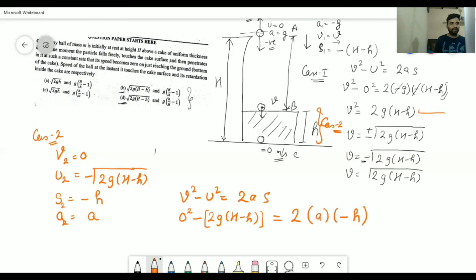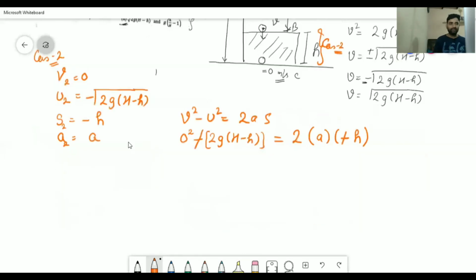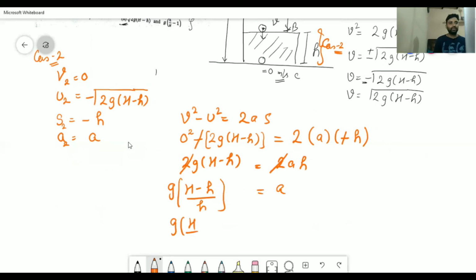So let's see, the negative is being cancelled by the negative, right? Now what is left here is 2g(H minus h) is equal to 2ah. 2 is cancelled by 2. Acceleration will be g(H minus h) divided by h, right? So g times (H upon h minus 1) is equal to the acceleration, right?